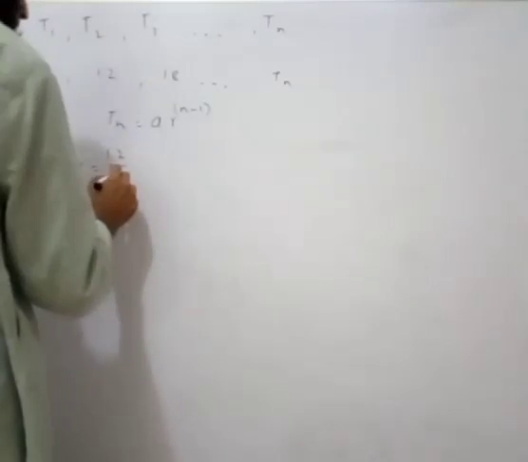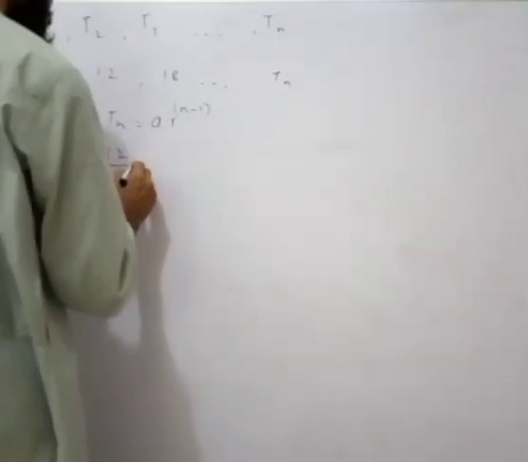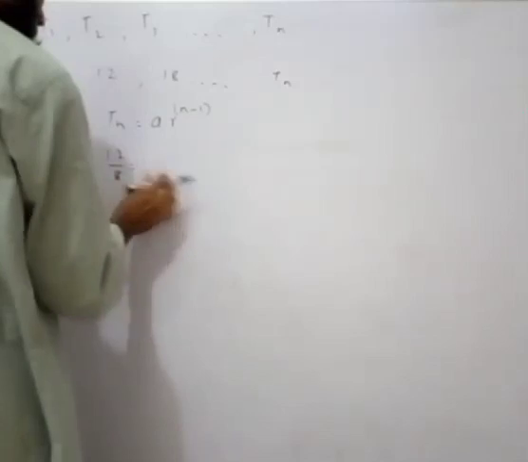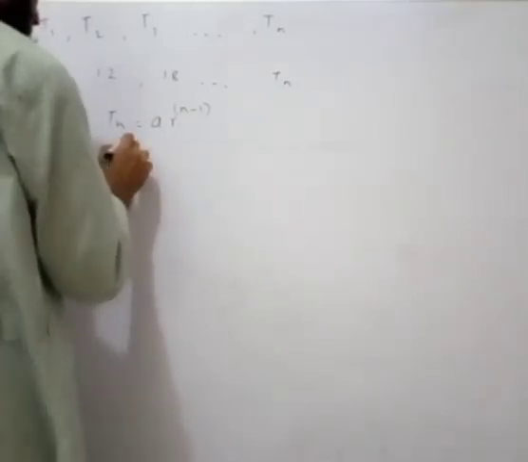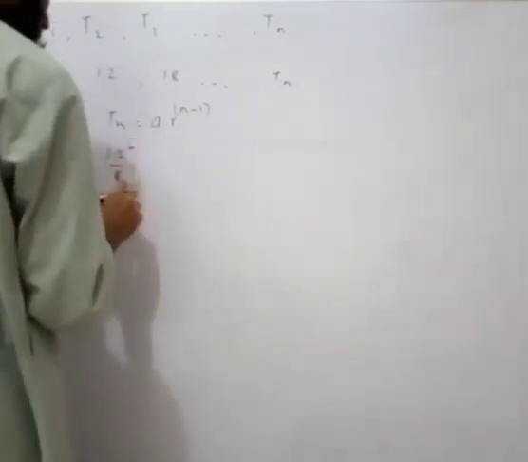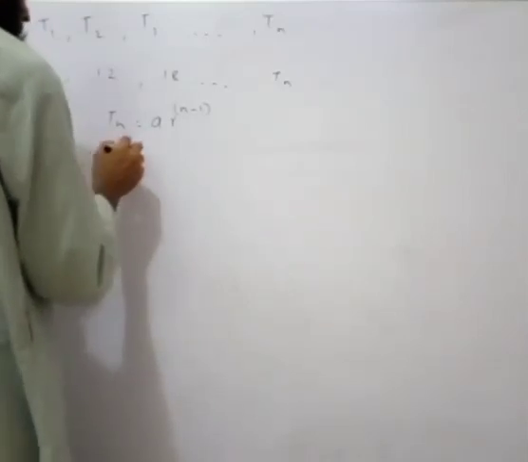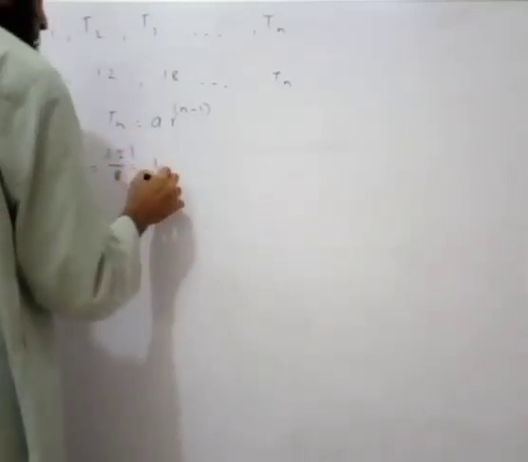12/8, what comes? 4 2 this is 6, this is 3 dividing by 4, this is 2 dividing by 4, so 3/2. That is the ratio R, right? That is the ratio R, right?